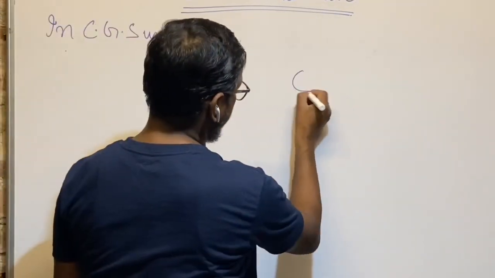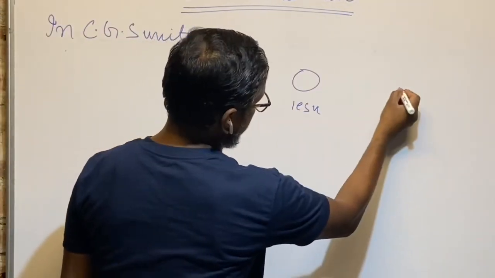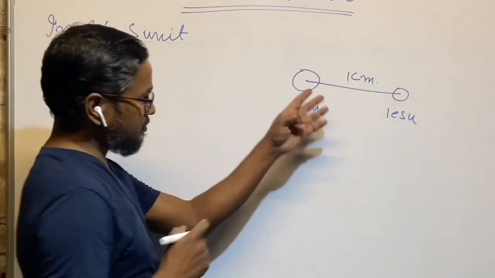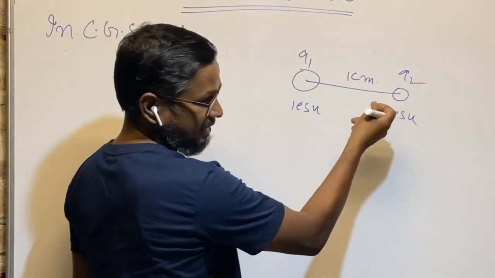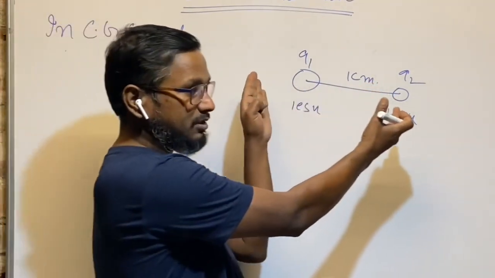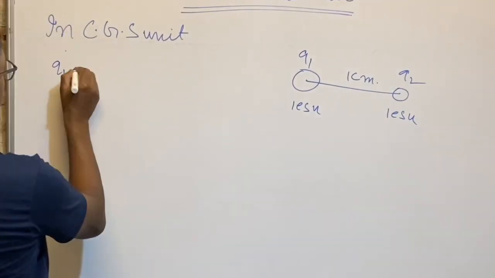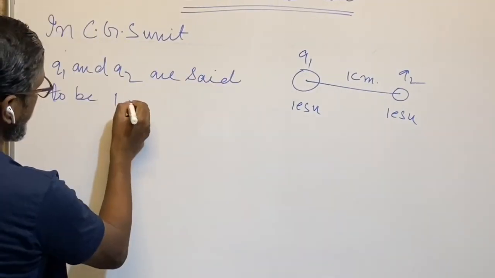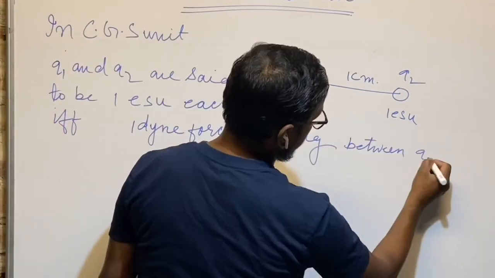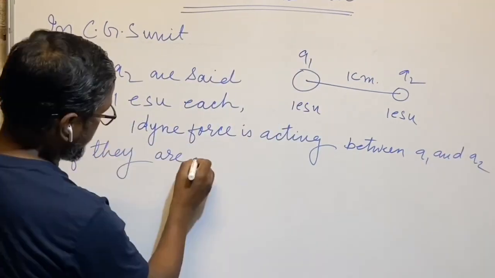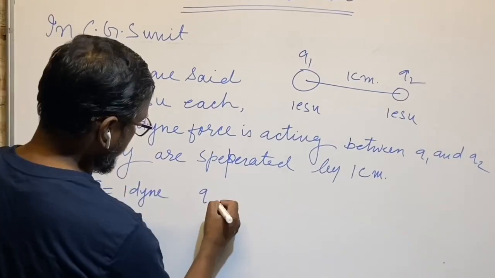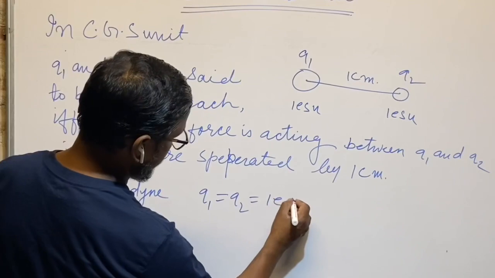So suppose two charges are there. One charge is 1 ESU and the other charge is also 1 ESU, and these two charges are separated by 1 centimeter. The force acting between these two charges is 1 dyne. It means Q1 and Q2 are said to be 1 ESU each if 1 dyne force is acting between them when they are separated by 1 centimeter.